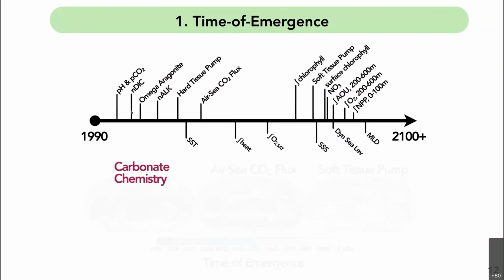And we see that changes in pH and alkalinity and calcification emerge quite early, as these are very sensitive to the invasion of anthropogenic carbon into the ocean. And then after this, sometime mid-century, changes in the heat content of the ocean emerge.